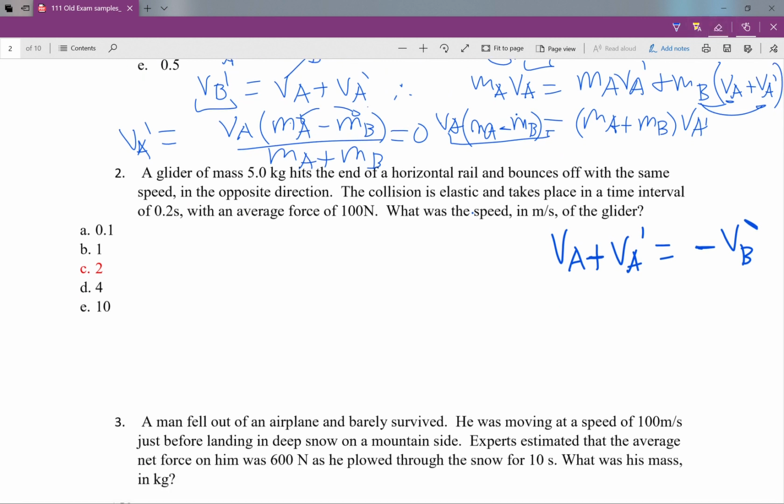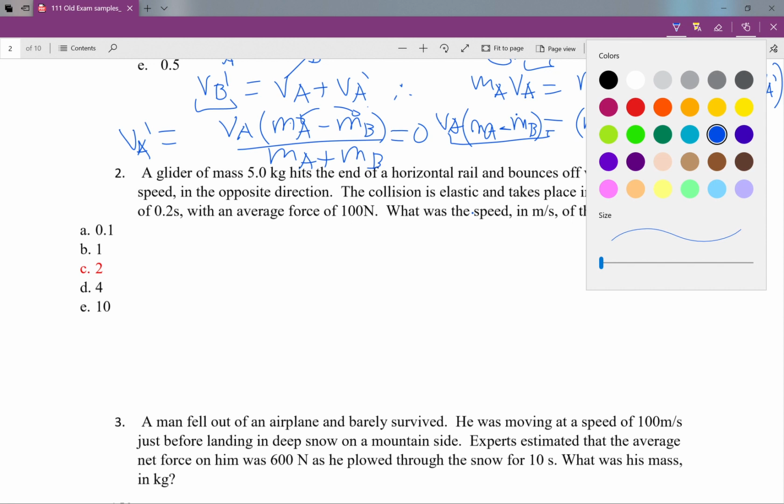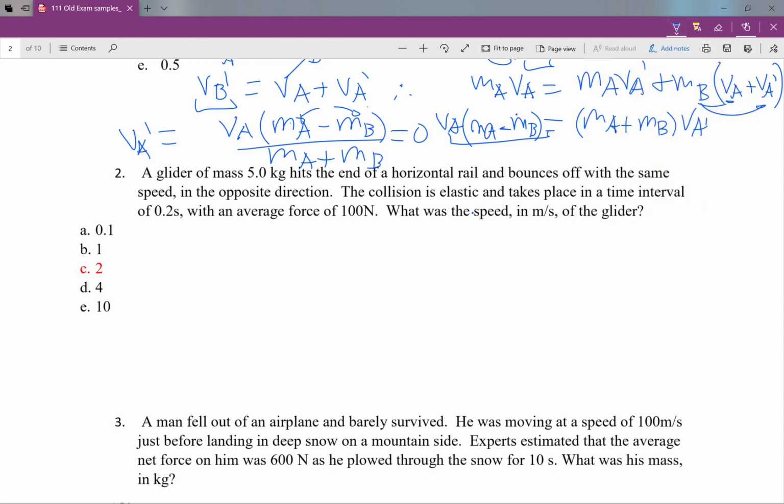Okay, so now for question 2, we have a glider of mass 0.5 kilograms, which hits the end of a horizontal rail. So we have something like this: a rail, and then we have a glider. It hits the end of this rail and bounces off with the same speed. So this is V0, and then V final will be the negative of that, negative V.